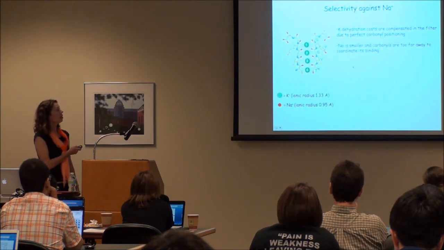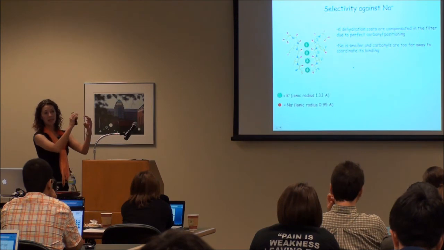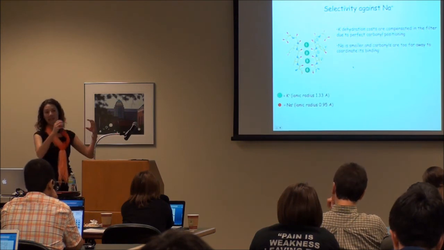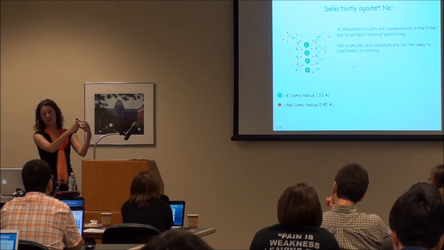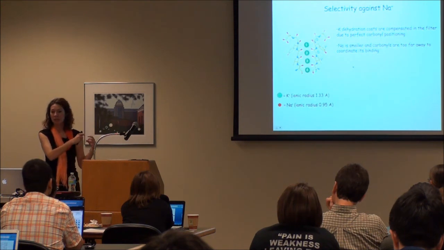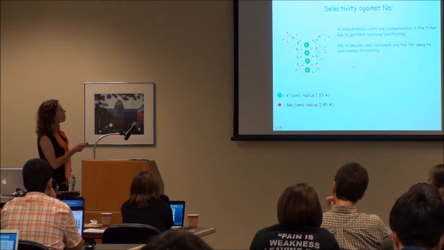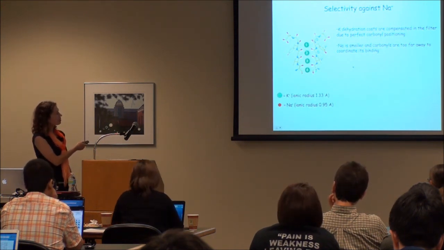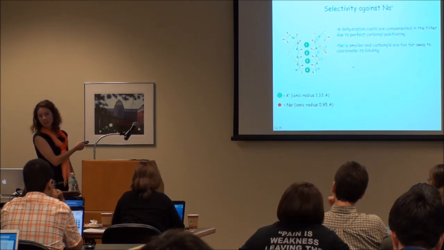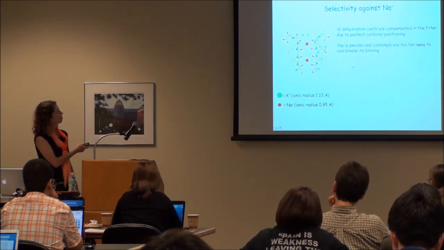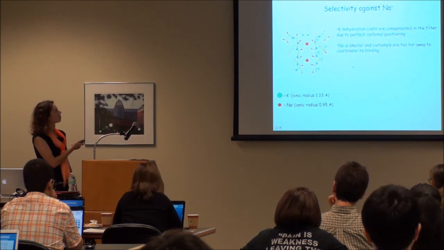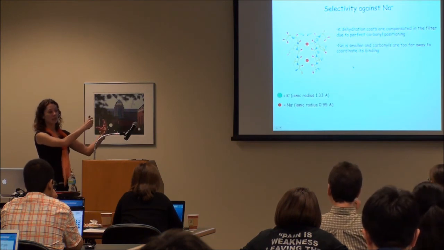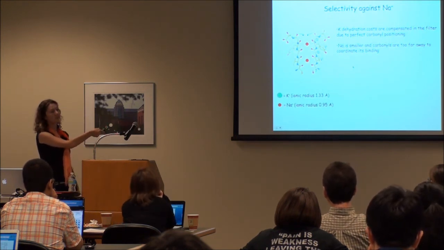Sodium, however, is smaller, right? And the carbonyls are too far away. The sodium is smaller, and as I said, the dehydration energy is different, and you actually have to have waters a little bit closer together to coordinate a sodium ion and a potassium ion. So sodium is smaller, carbonyls are too far away to coordinate these bindings. So when you get a sodium ion in here, this is drawn to scale. Okay? Get a sodium ion in here, it doesn't like it. This is not a good binding site for sodium.